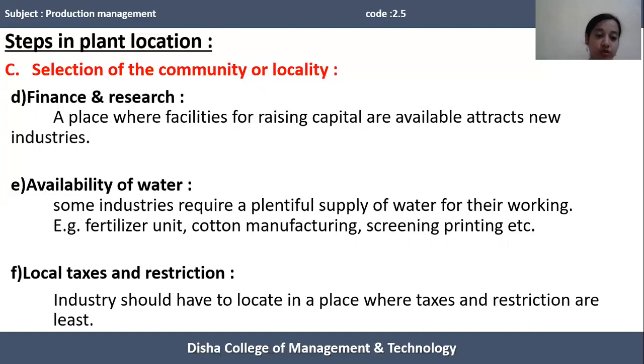The next factor he has to consider is local taxes and restrictions. Generally, the local authority charges different types of taxes. They collect various taxes in the form of water tax, electricity charges, and many other taxes. So the industrialists have to identify a local area where such taxes and restrictions are minimum.